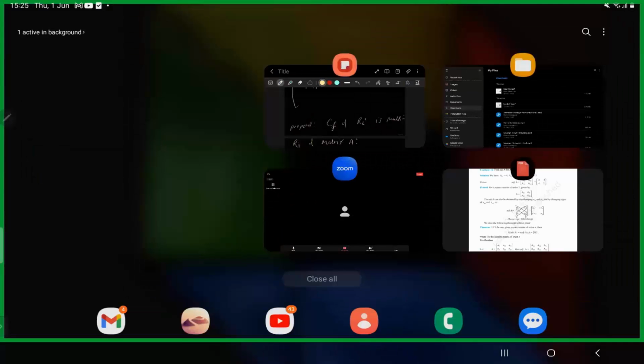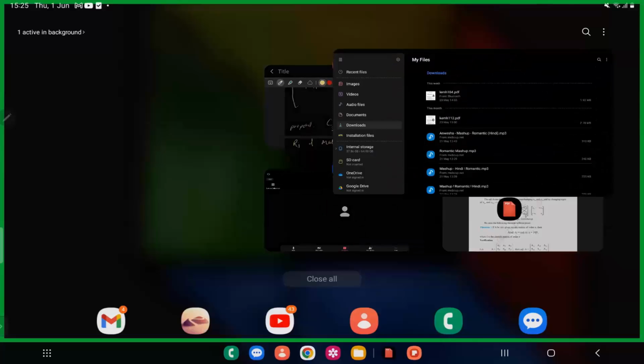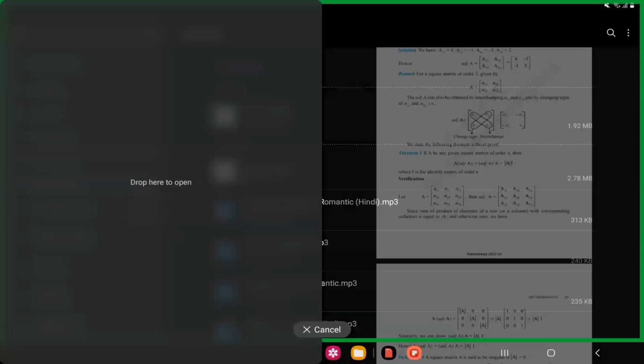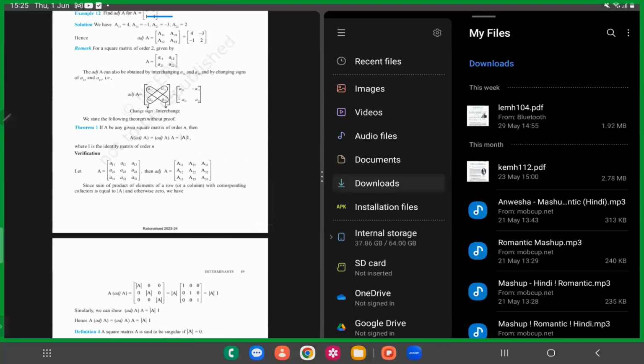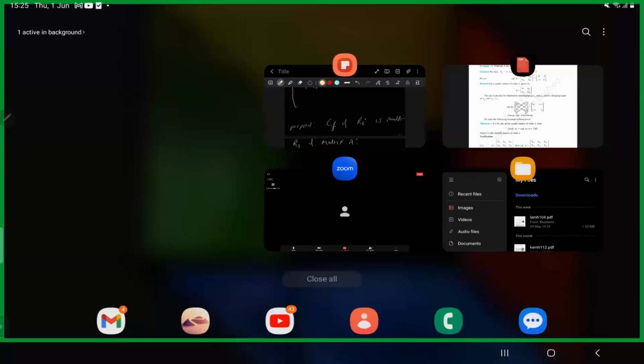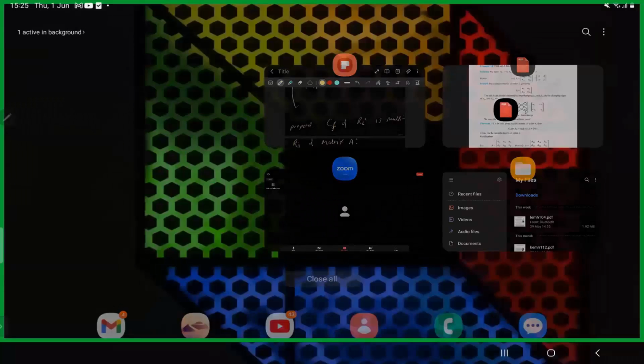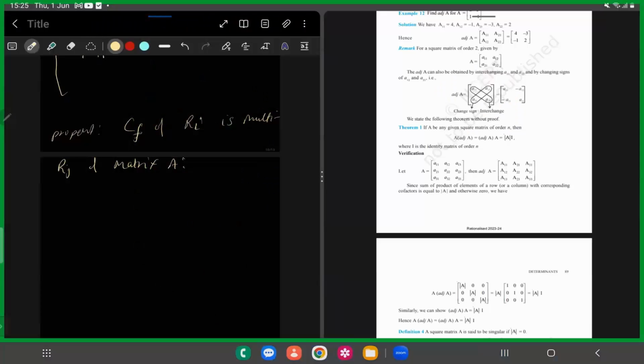This holds when the rows are distinct, meaning the cofactor of row Ri is multiplied by the values of row Rj of matrix A. This value is always equal to 0. This is also one property.